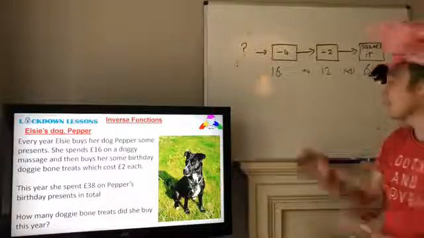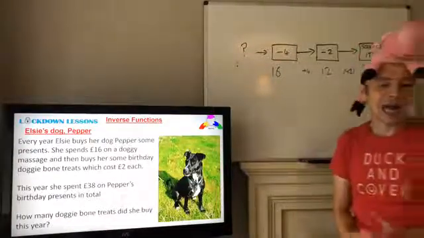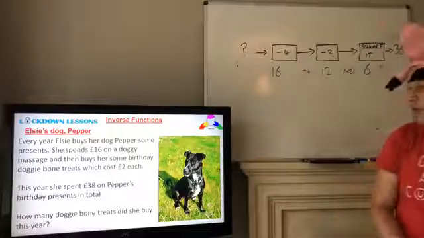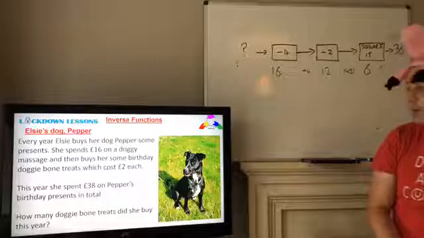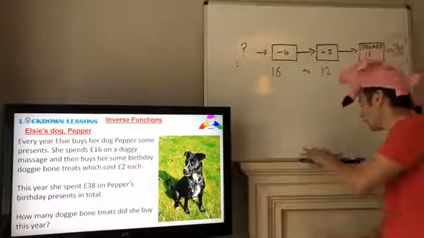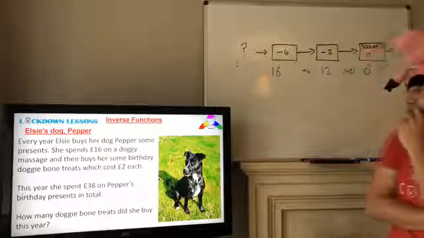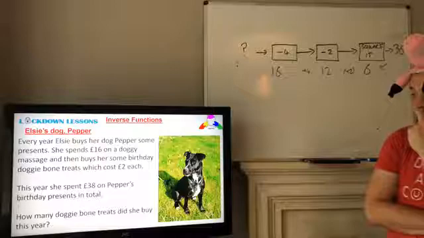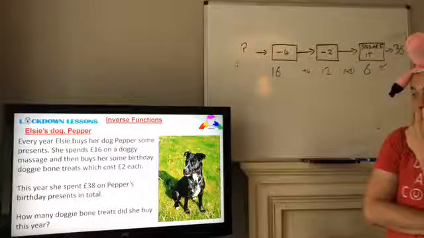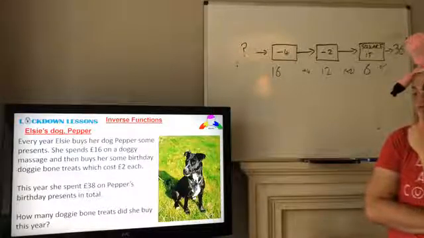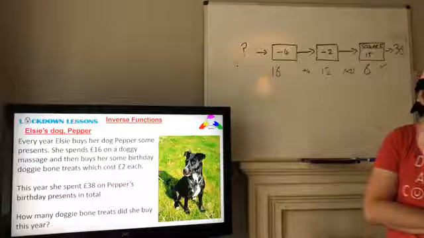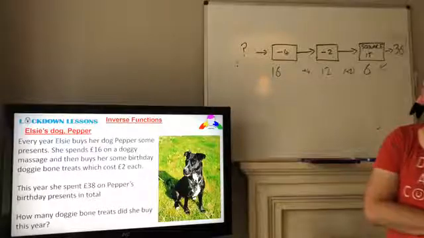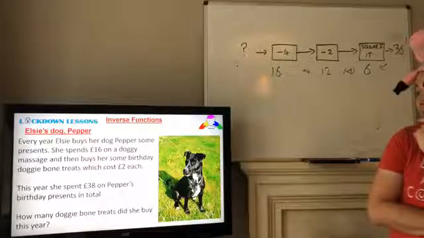Okay, so think about your inverse functions. How can we work this one out? By working backwards, doing the opposites. Okay? So think about what you can do first for your inverse operations. Well, first, I could write down what one doggy bone treat costs. I'm just writing down so I don't forget. Okay.